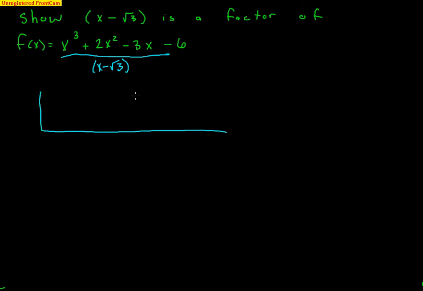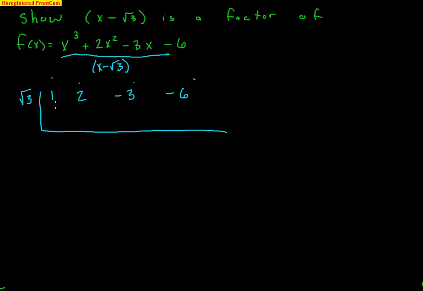So I'm going to go ahead and make my synthetic division. 1 for the x cubed, 2 for the x squared, negative 3 for the x, negative 6 for the plain numbers: third degree, second degree, first degree, no degree. And on the outside goes the 0 that I'm considering. So if x minus radical 3 is a factor, the 0 is positive radical 3.